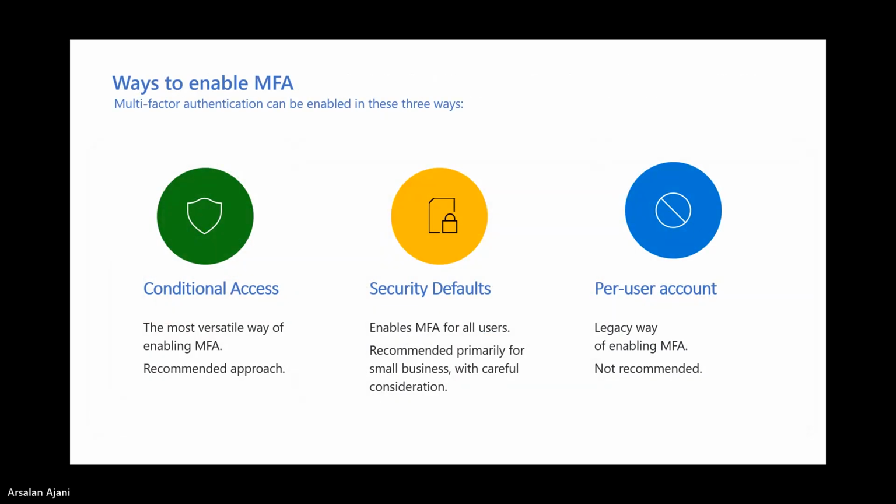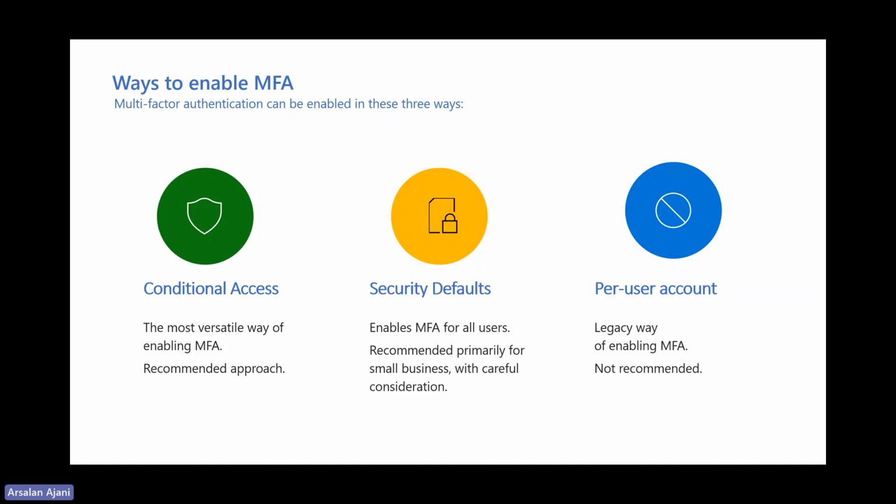Yeah, thanks, Shane. So there are various different ways of enabling MFA with Azure Active Directory. The first and recommended approach is conditional access. Conditional access is a policy-based service that allows organizations to control access to corporate applications and data based on various conditions and ensure secure access to resources. It is the most versatile way of enabling MFA with Azure Active Directory as it provides the most amount of control.